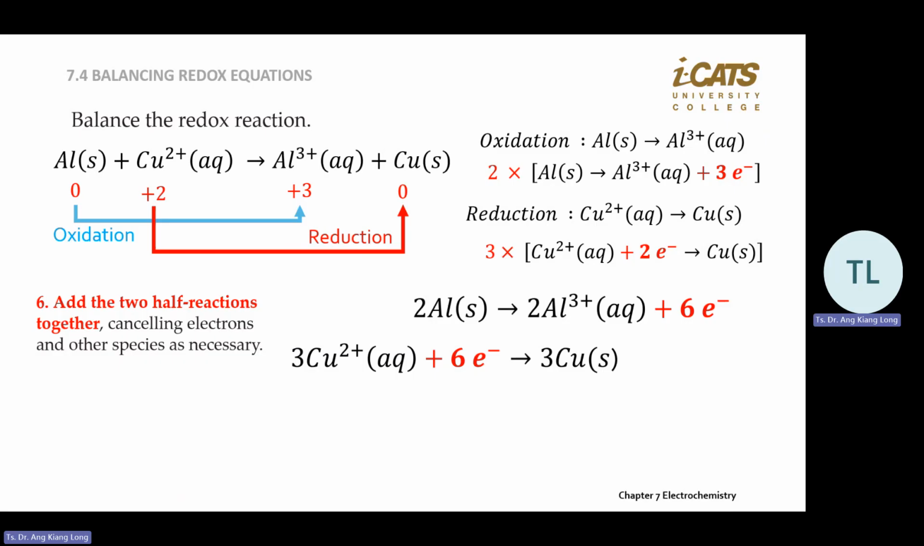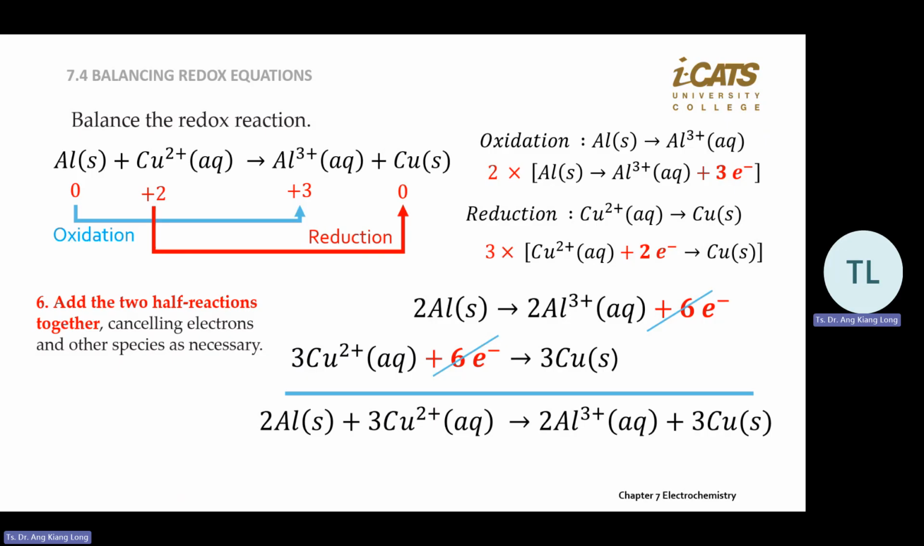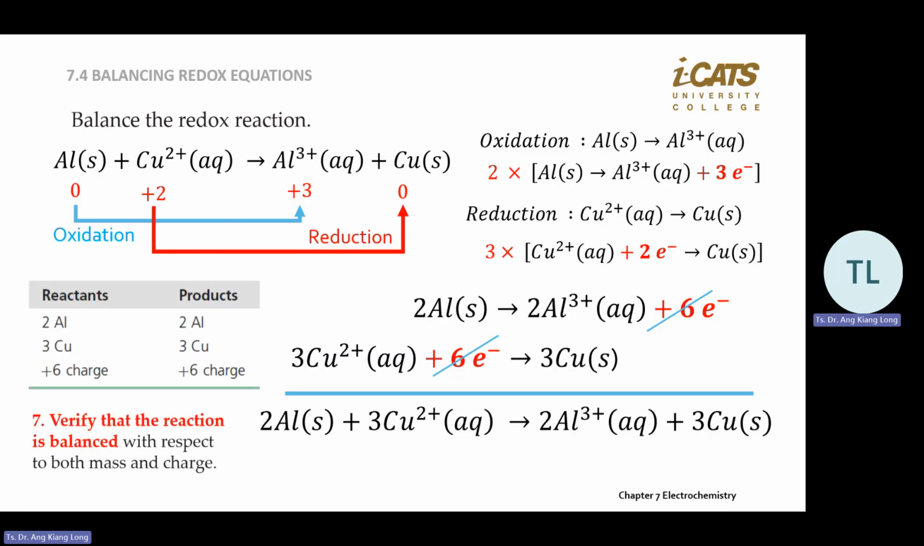After you get these 2 equations, then draw a line. Then cancel the electrons. Then pull down what you see on the left, pull down what you see on the right. Then you get the balanced equation already. Yeah? Okay. Balance means, this is just your step lah, just to check whether this equation is correct or not.